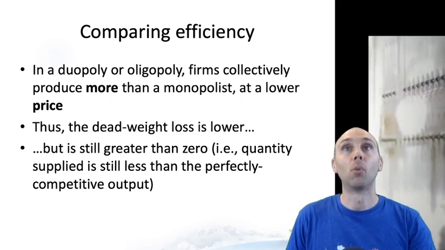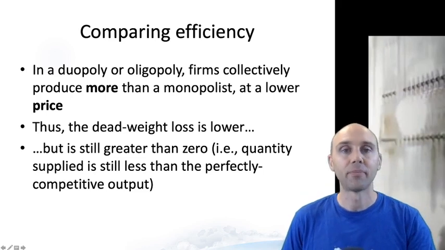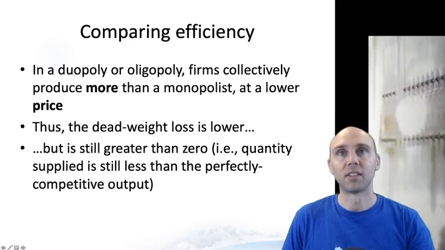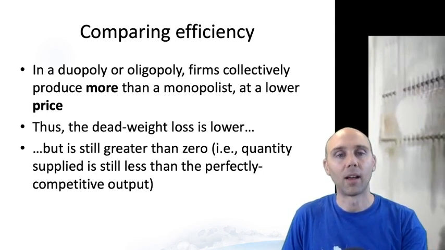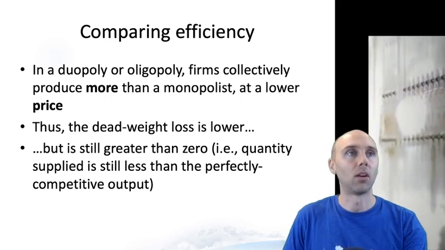Collectively, they produce more than a monopolist, and we just saw why. There's an incentive to cheat at a lower price than a monopolist because of a little bit of undercutting. So this actually reduces the deadweight loss, but it doesn't go all the way to the point of producing 0. There's still an equilibrium point where the quantity supplied is still less than the perfectly competitive output, so there is still a deadweight loss.